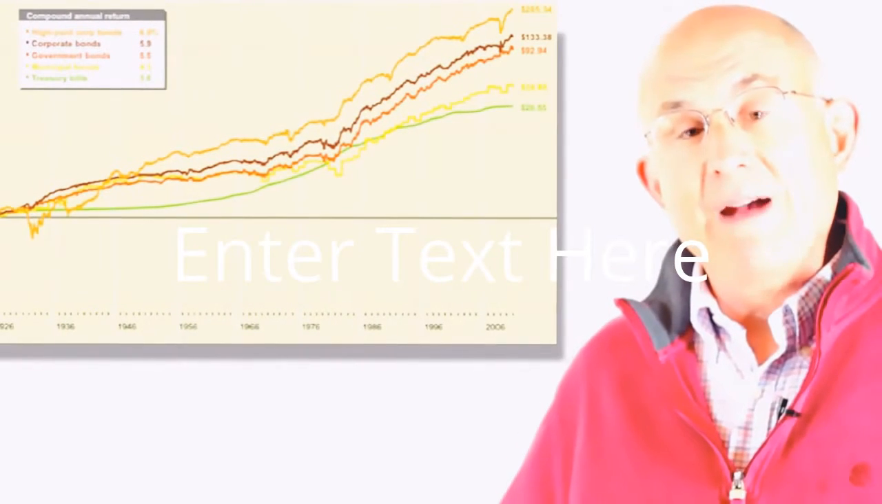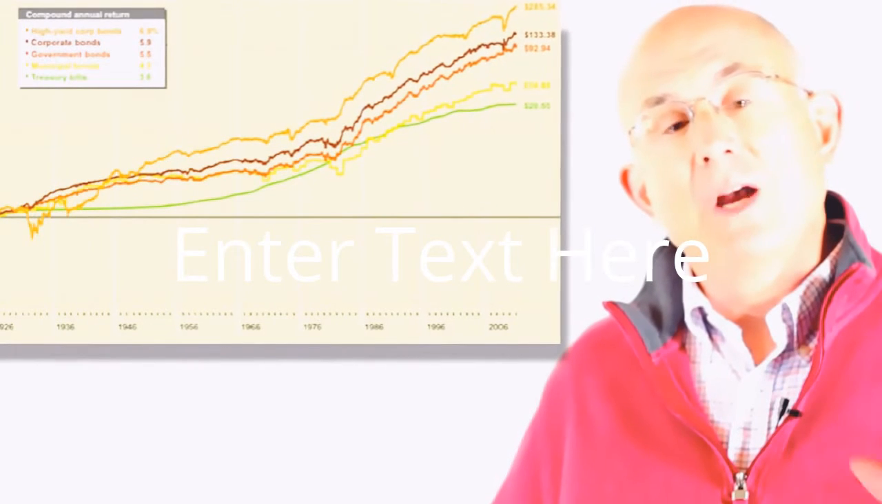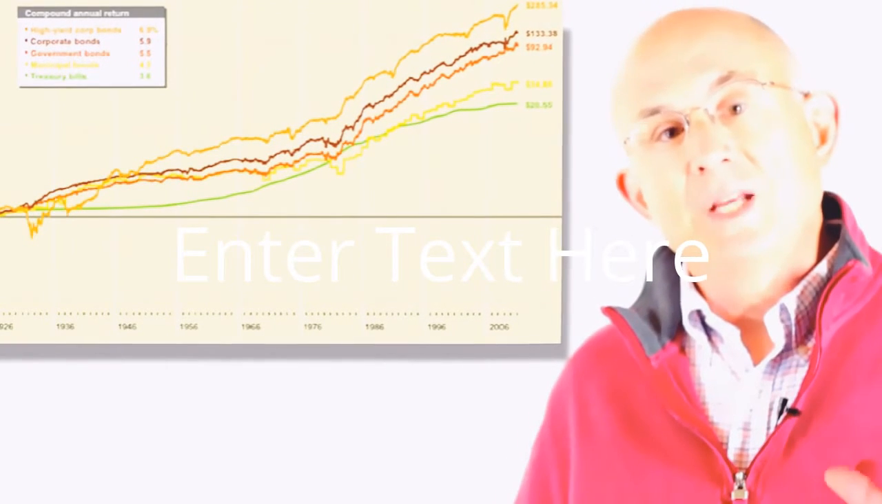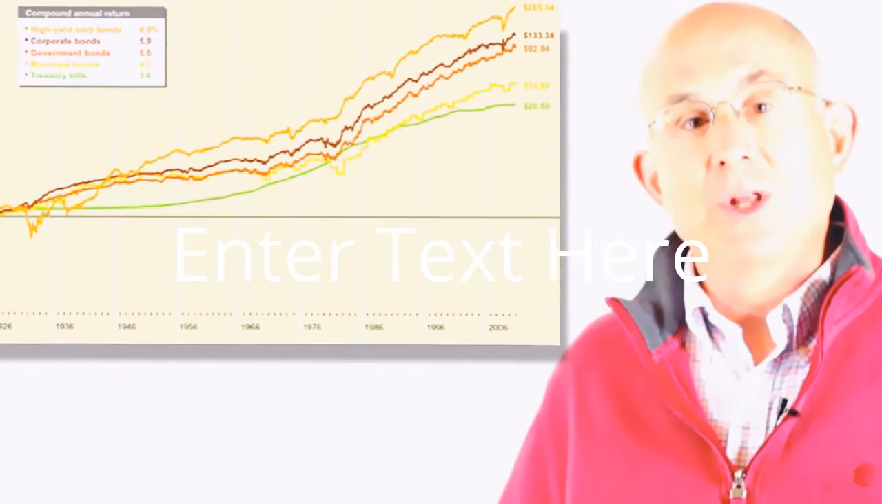The bond market is made up of hundreds of different kinds of bonds. There's municipal bonds, there's corporate bonds, there's mortgages. As you can see in this graph, there's all kinds of different bonds. They all constitute the same thing. Essentially, they're a variation on the theme of an IOU.